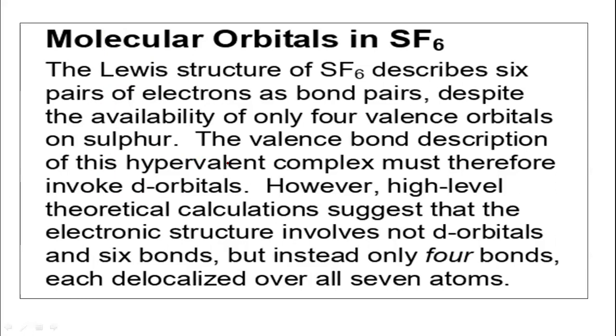Despite the availability of only 4 valence orbitals on sulfur, one s orbital and 3 p orbitals, the valence bond description of this hypervalent molecule must therefore invoke d orbitals. It is expected that there is involvement of the d orbitals, 2 d orbitals, sp3d2 hybridization.